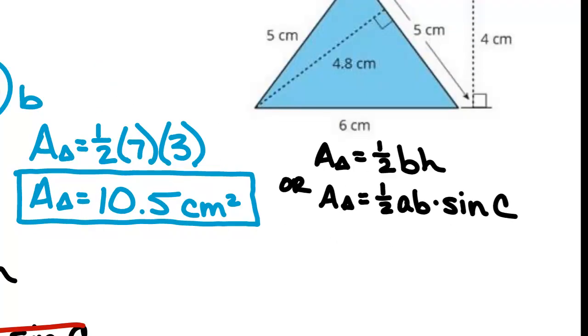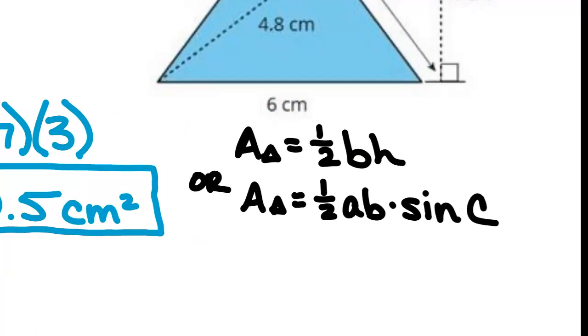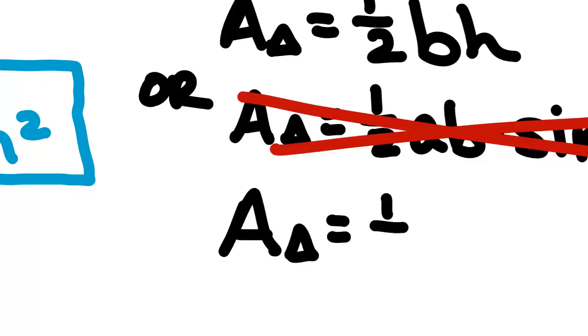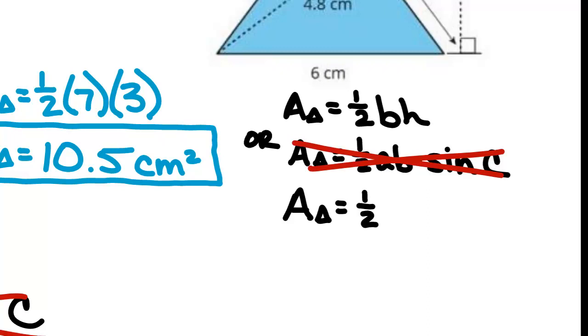Which formula, old one or new one? Old one. Can't use 1/2 AB sine C because we don't know any of the angles. All right, so I know I have 1/2. And then I have to decide which of these sides is my base.